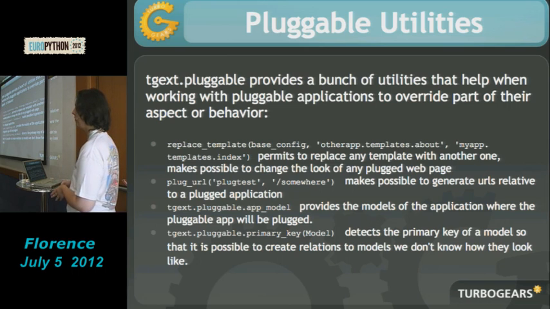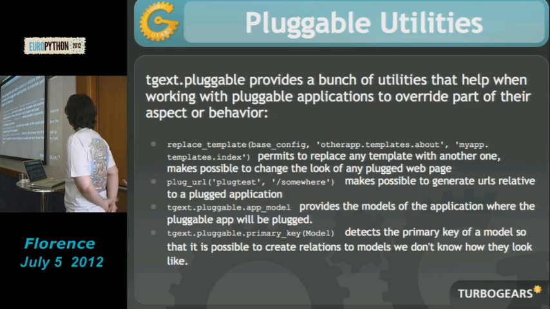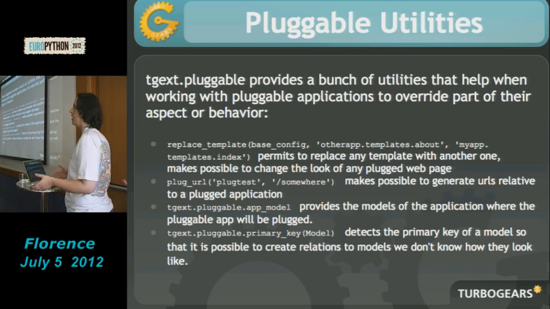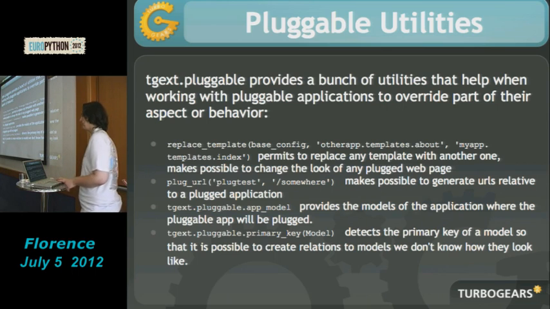And also, whenever you refer to those models, it would be really hard to create a relation to them if you don't know which is the primary key of that model, because that is where you need to create a relation. So you can detect the primary key of any model using the pluggable primary key function. Whenever you pass the model to the function, it returns the primary key of that model. So if you ever use SQLAlchemy, you can create relationships using primary key appmodel.user, and it will automatically create a foreign key to that application.